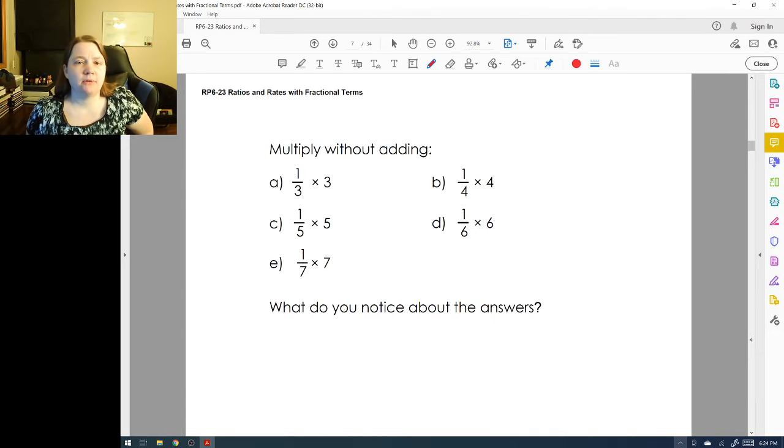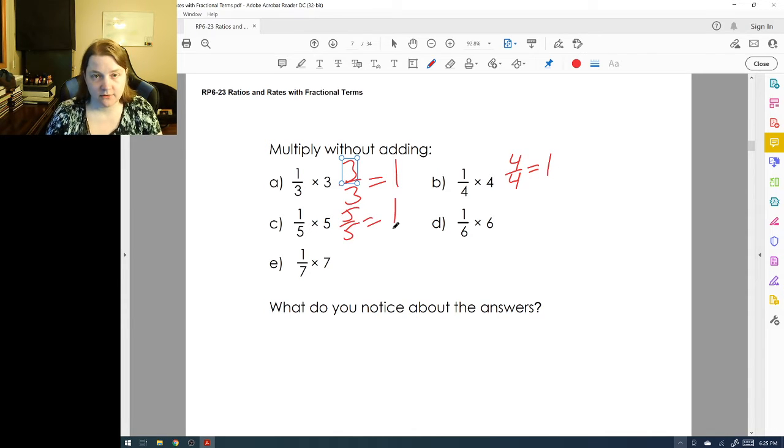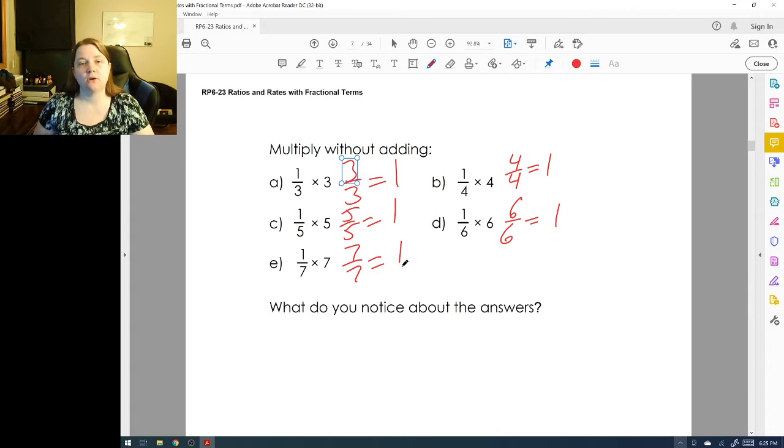Try these without adding. Go ahead and pause the video so that you don't see spoilers. 1/3 times 3 is the same as 3/3, or 1 whole. 1/4 times 4 is the same as 4/4, or 1 whole. 1/5 times 5, 5/5, 1 whole. 6/6, 1 whole. 7/7, 1 whole.